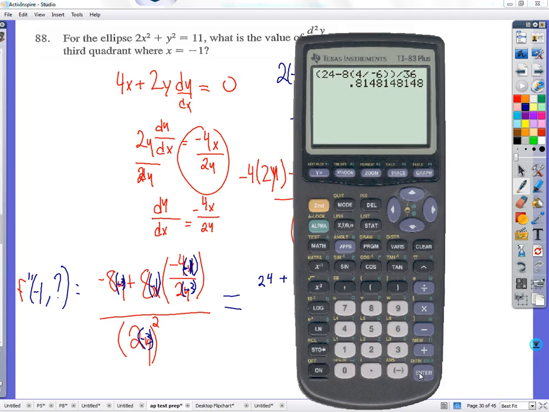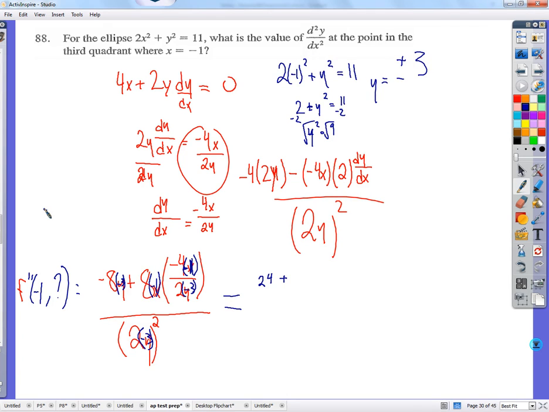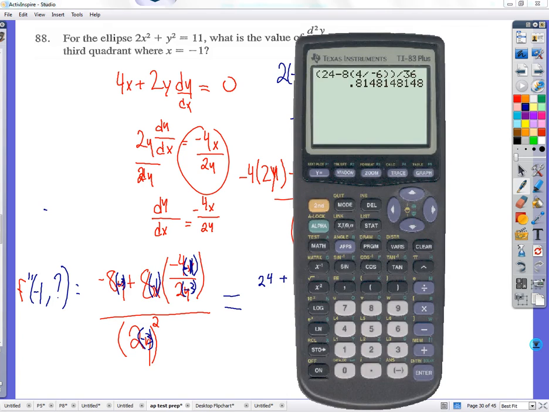All right, okay, we did it. 0.8148. Hey, wait a minute. Get your calculator back. What if you look at the multiple choices, and the multiple choices are in fractions? You change it to a fraction. How? You go to math. Fraction. You're on it, right? Enter. Enter. Enter. There we go. Enter again.